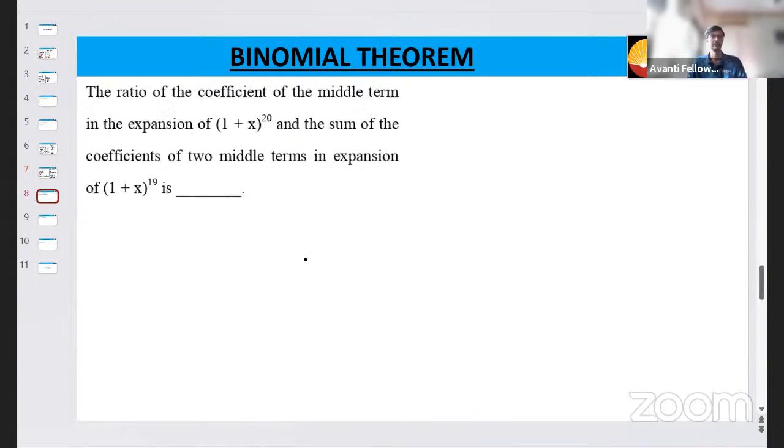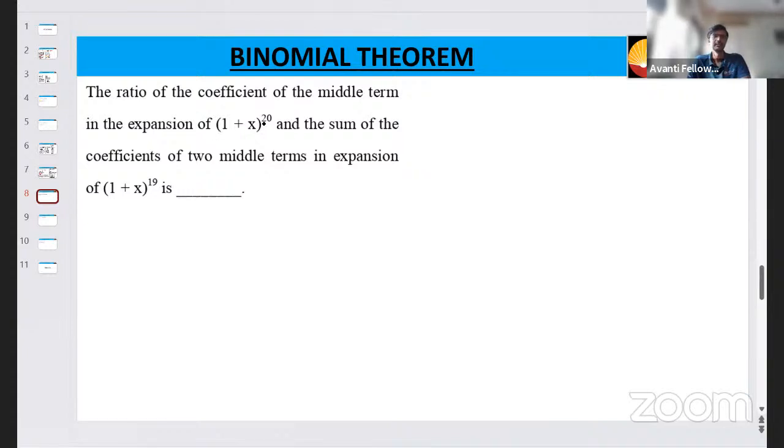Correct. Let's see the next one. Next one is also, I think, very similar. The ratio of the coefficient of the middle term in the expansion of 1 plus x raised to the power 20. तो ये तो बहुत सिंपल है ना, खाली आई थिंक इट इज कैलकुलेशन ज्यादा है. मिडल टर्म कैलकुलेट करना है और टू मिडल टर्म इसमें कैलकुलेट करना है. ओके, नो इश्यूज. Let us calculate the middle term here.